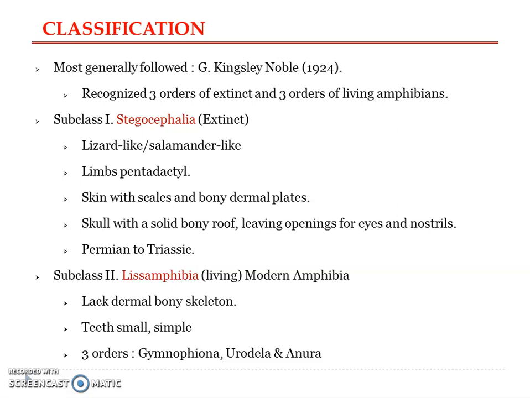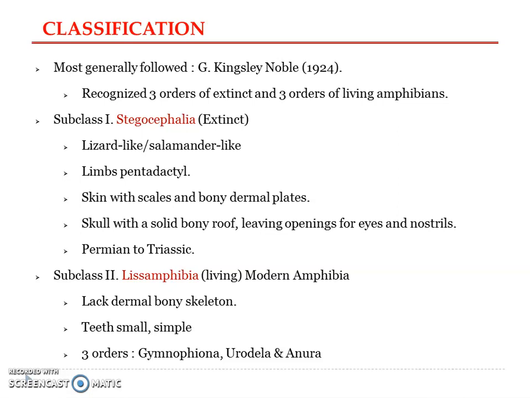It comprises the extinct amphibians of the late Devonian period, and they were particularly abundant during the Carboniferous to the Permian period. All the stegocephalians are extinct lizard-like and salamander-like amphibians. The dorsal surface of the skull is completely covered by dermal bones. The limbs are pentadactyl. They did have scales and bony dermal plates, unlike the present-day modern amphibians.